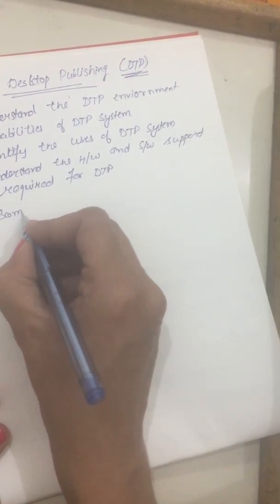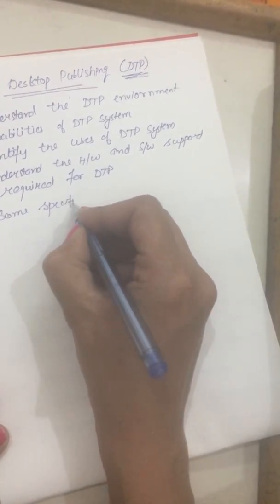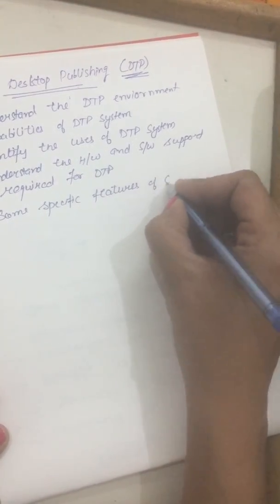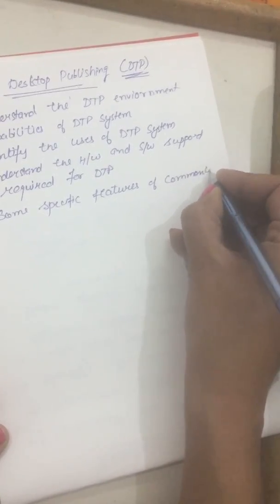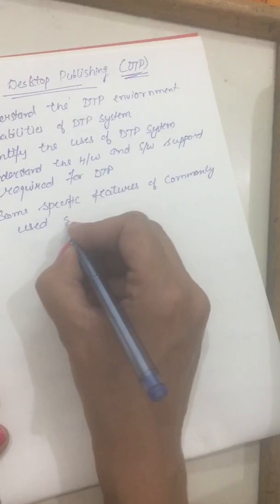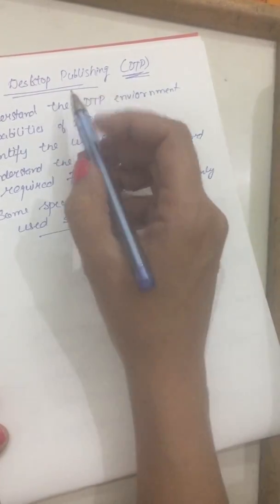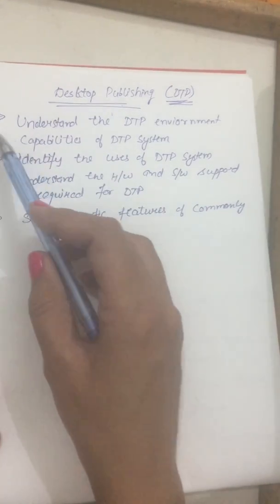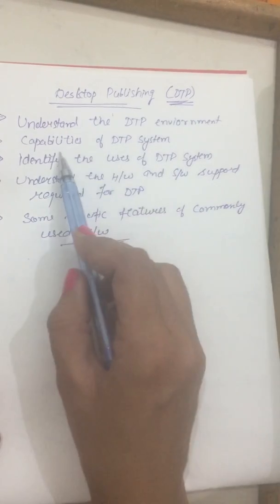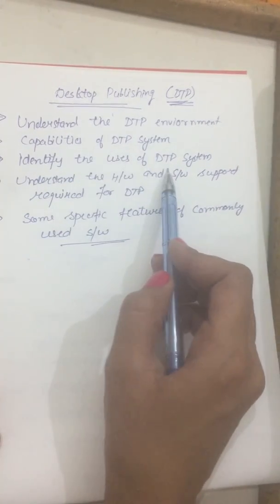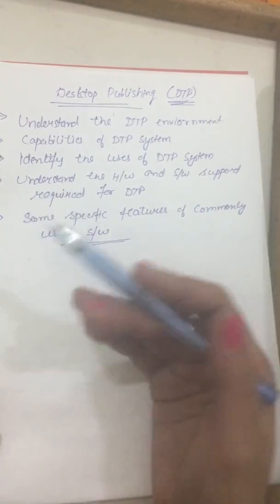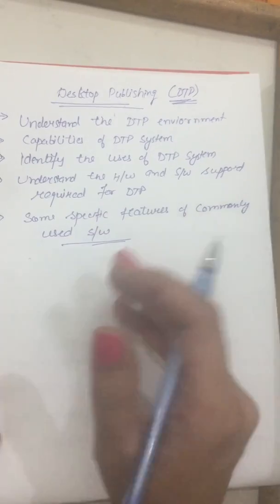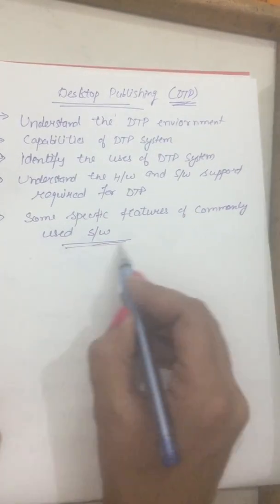Then some specific features of commonly used software. In this topic of publishing, we will discuss all these points. Understand what the DTP environment is, what the capabilities are, identify the uses of the DTP system, understand what type of hardware and software support is required for DTP, and some specific features of commonly used software.